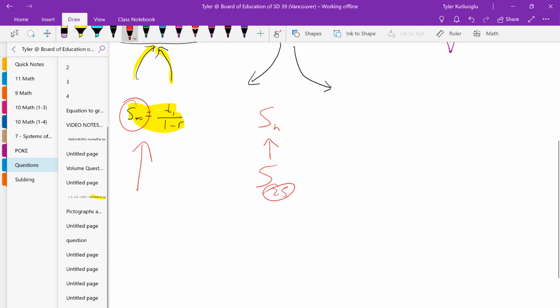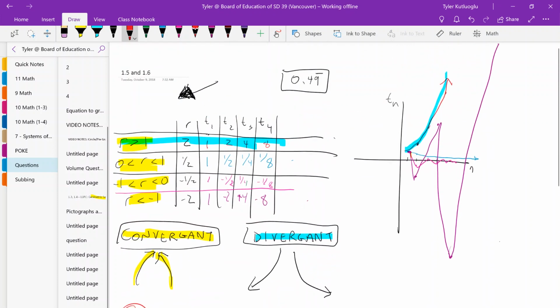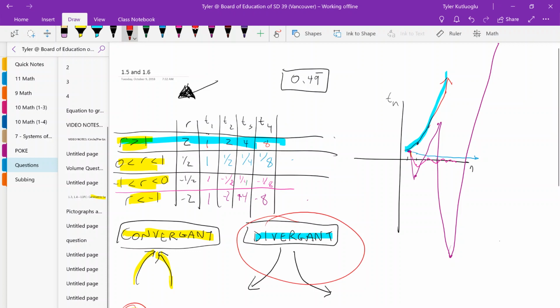It goes on forever. So what I'm trying to get you to see is that the divergent terms we talked about, this red line and this purple line, basically means when R is bigger than 1, so like 2, 5, 20, whatever, or when R is less than -1, so like -2, -5, -20, any of those big value R's, that's when you get divergent. And it's not actually possible to find the sum of infinite terms because, as you can see, the terms are getting bigger. So if you keep adding to it, first you're going to add 2, then you're going to add 4, then you're going to add 8.